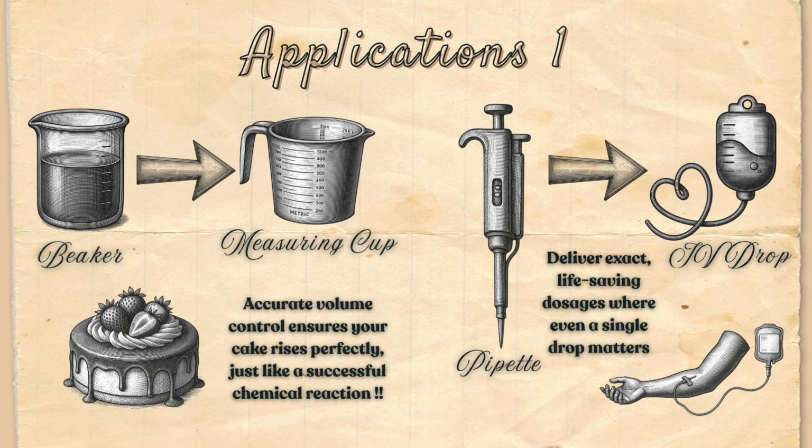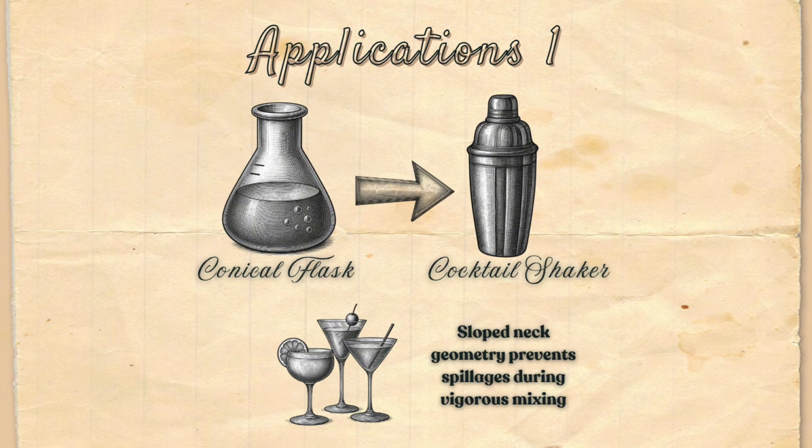What about a pipette or burette? If you have ever used a precise medicine dropper for a baby, or seen a hospital IV drip perfectly regulate medicine drop by drop, you have seen this tool in action. And that conical flask we use to swirl chemicals without spilling is the exact same design concept as a wine decanter or a fancy cocktail shaker.